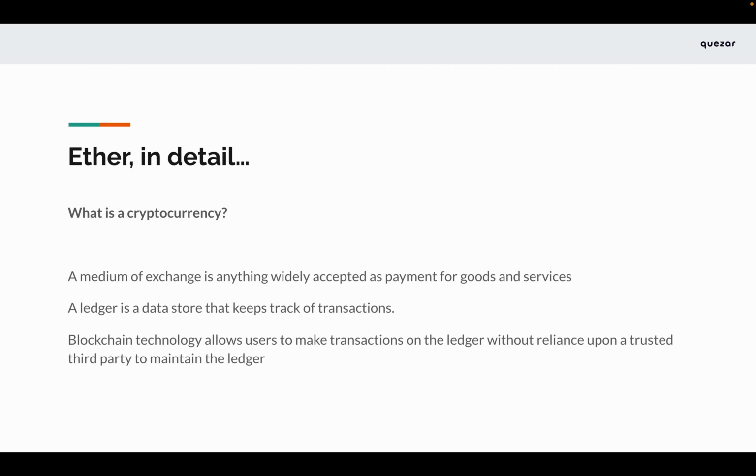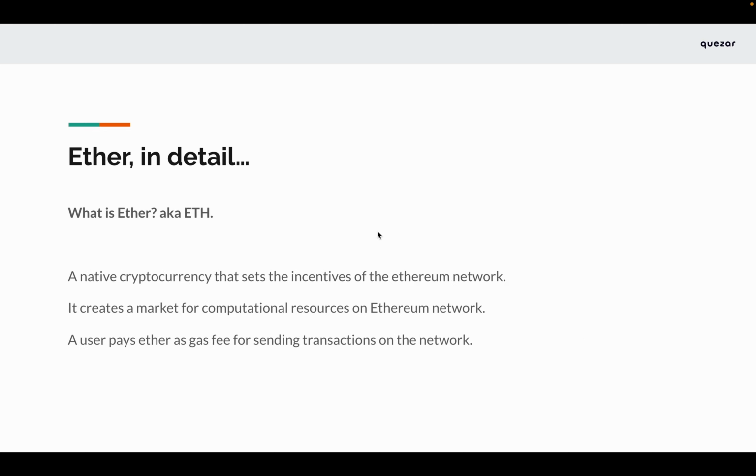So coming back to the cryptocurrency, a cryptocurrency is a medium of exchange, that is, anything widely acceptable as a payment for goods and services. These goods and services can be of the nature that I just explained, like data storage or computation. And all of these transactions of goods and services will be happening on the blockchain. So, blockchain essentially becomes a ledger to keep track of all of these transactions, and it allows users to make transactions on this ledger without relying upon any centralized authority or a trusted third party to maintain the ledger.